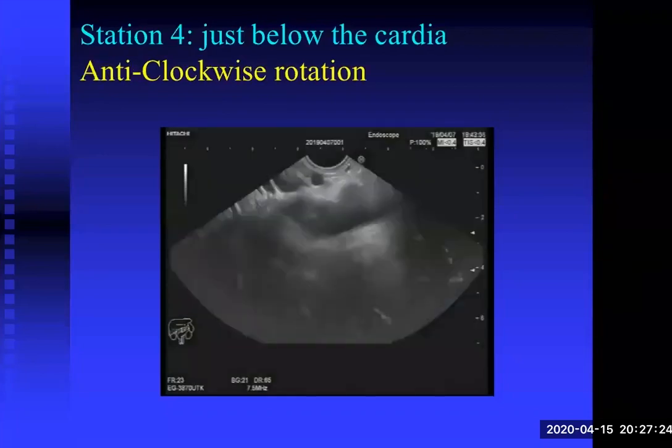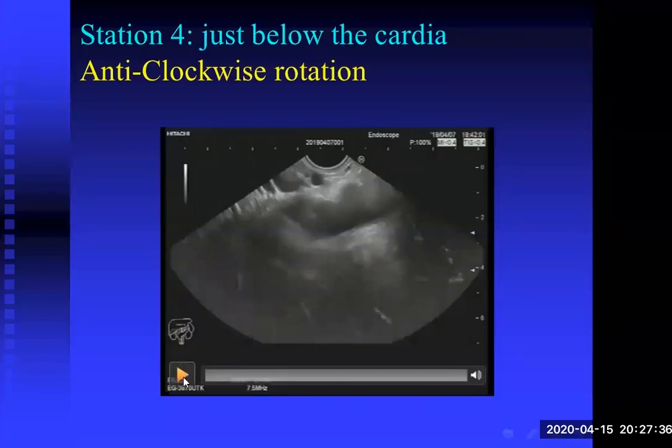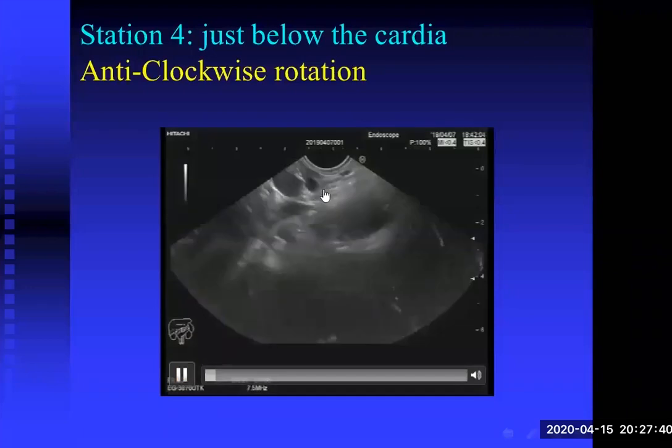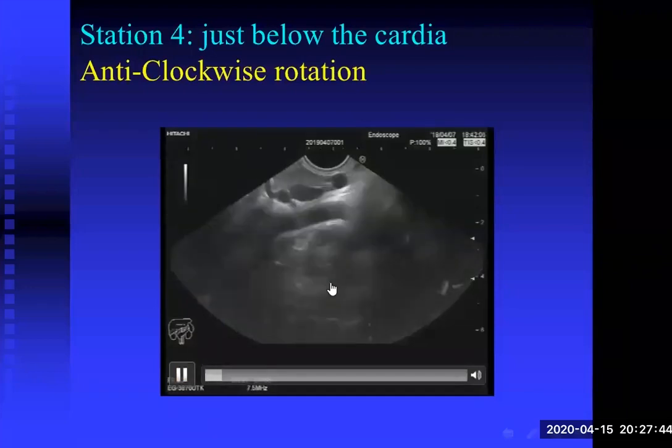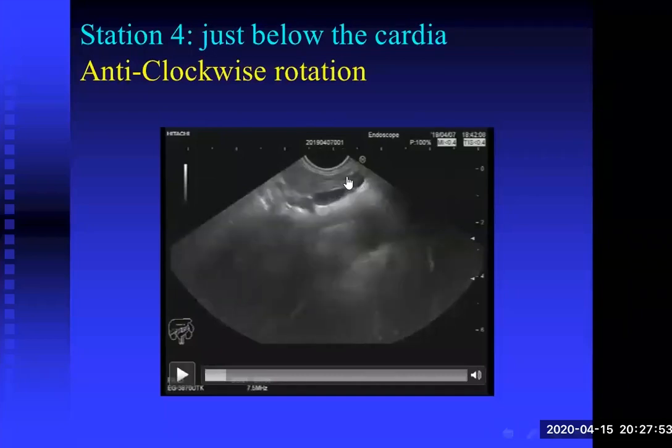Coming to the last part of station 4, which is anti-clockwise rotation. I start doing anti-clockwise rotation at the level of the splenic vessels. I should locate the splenic vessels in the middle of the screen. Now I push the echo endoscope very nicely. Now it is in the middle of the screen. This is the splenic artery and the splenic vein. And this is the region of the pancreatic body.